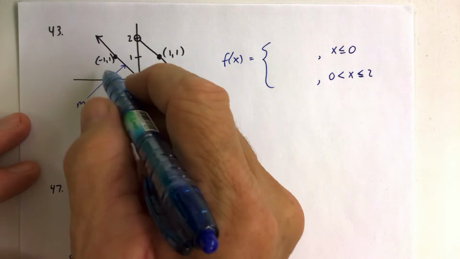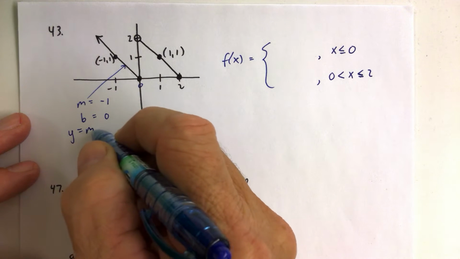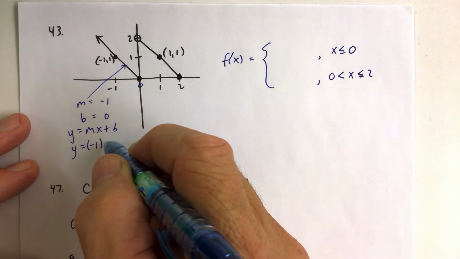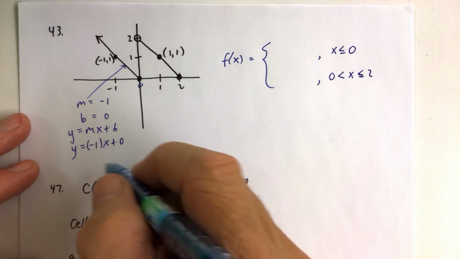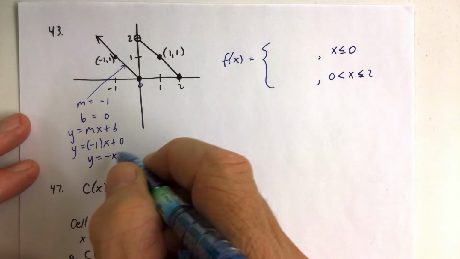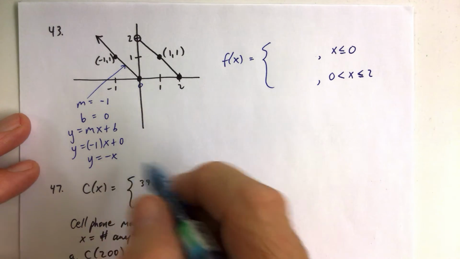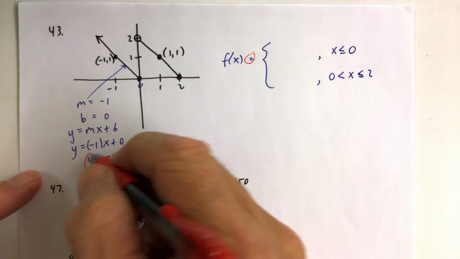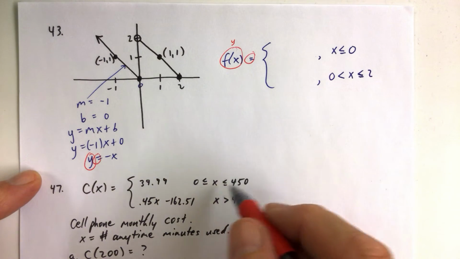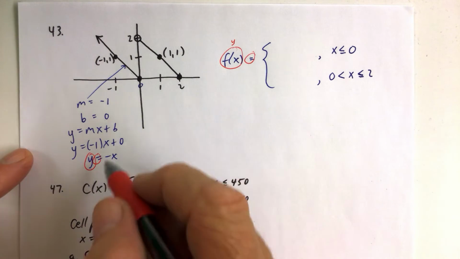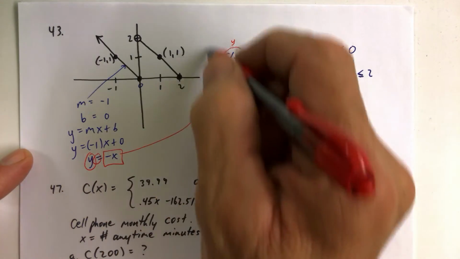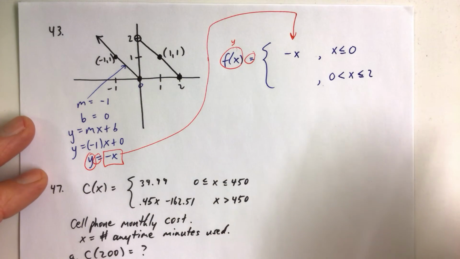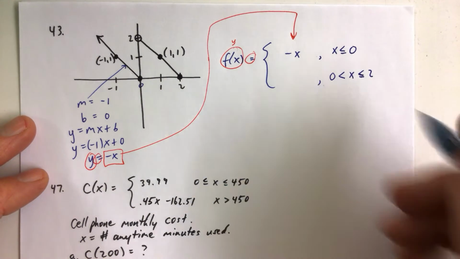So what equation do we come up with? Well, y equals mx plus b. We just substitute in the m, -1 times x plus b, which is 0, but that just simplifies to y equals -x. You see how there's an equal sign here and an equal sign there, and a y there, and that's basically f of x, just function notation. All we want to do is put that right here. So f of x is defined to be -x when x is less than or equal to 0.